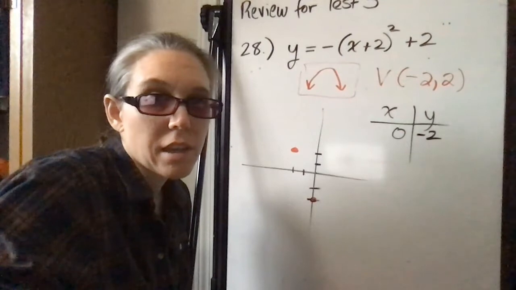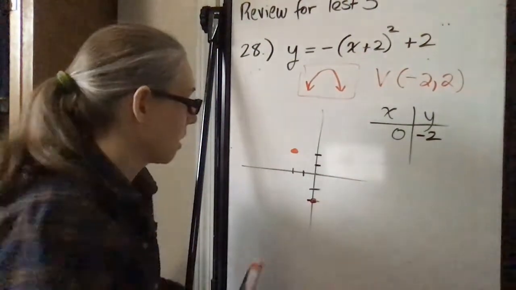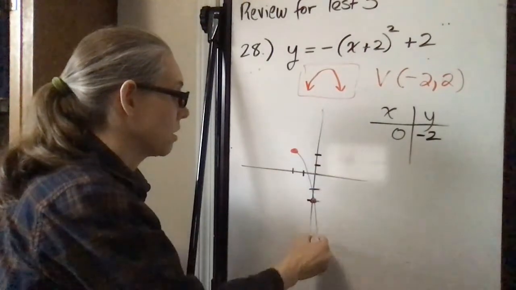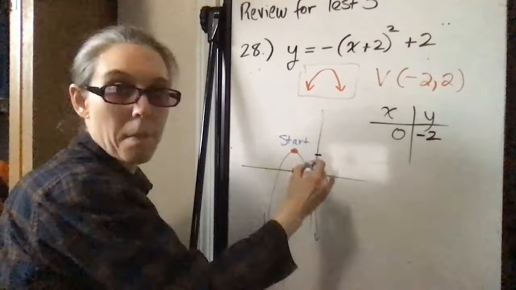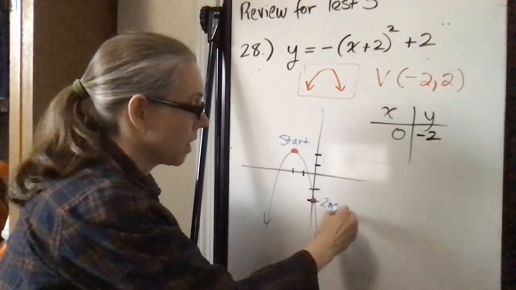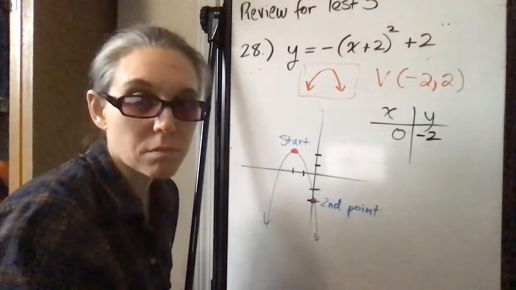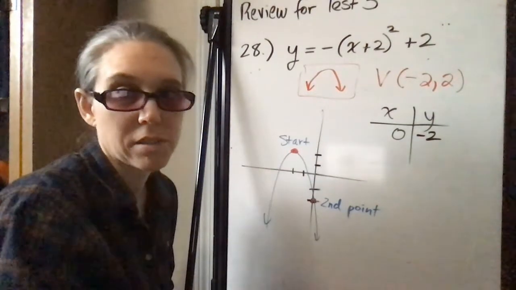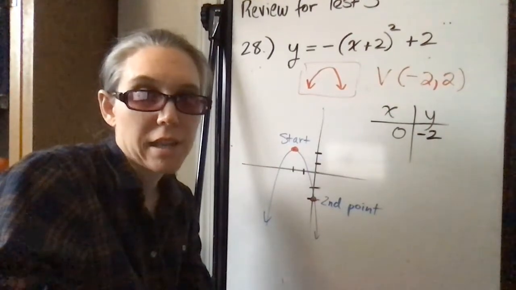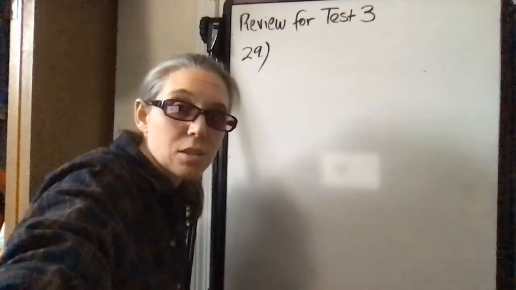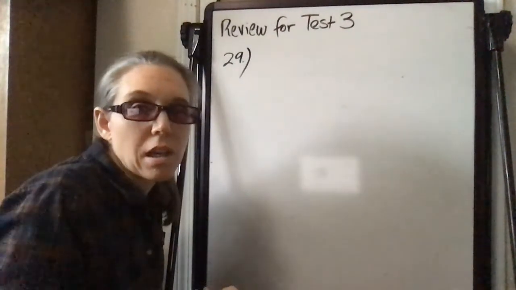And the good thing there is it will automatically fill in the rest of the graph for you. So as long as you start with the vertex and then plot your second point, I recommend the y-intercept, then it will go ahead and fill in the rest of the graph for you. So that's all you have to do for number 28. Number 29 is the last question on the test. You don't have to show work, but it walks you through a lot of steps.